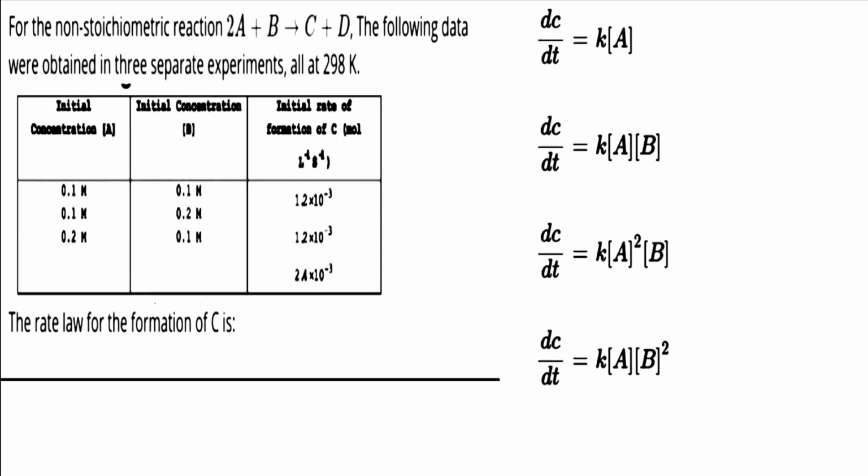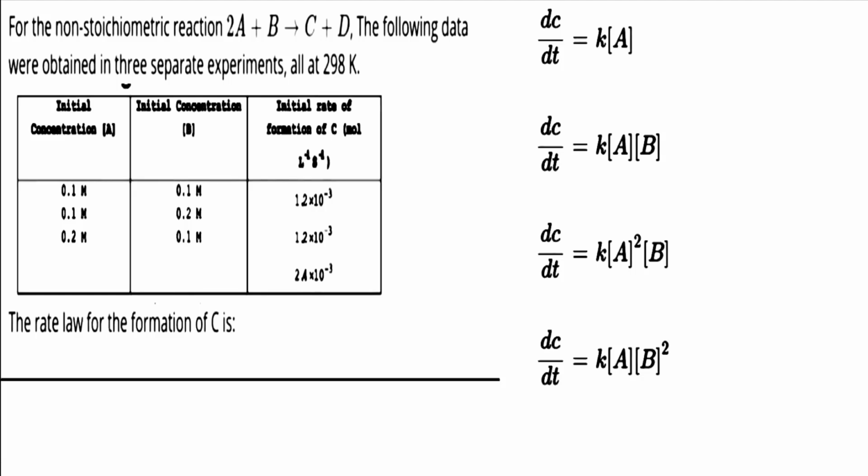Welcome students. Today our question is, for the non-stoichiometric reaction 2A + B gives C + D, the following data were obtained in 3 separate experiments, all at 298 Kelvin. Initial concentration of A, initial concentration of B and initial rate of formation of C is given. The rate law for the formation of C is.